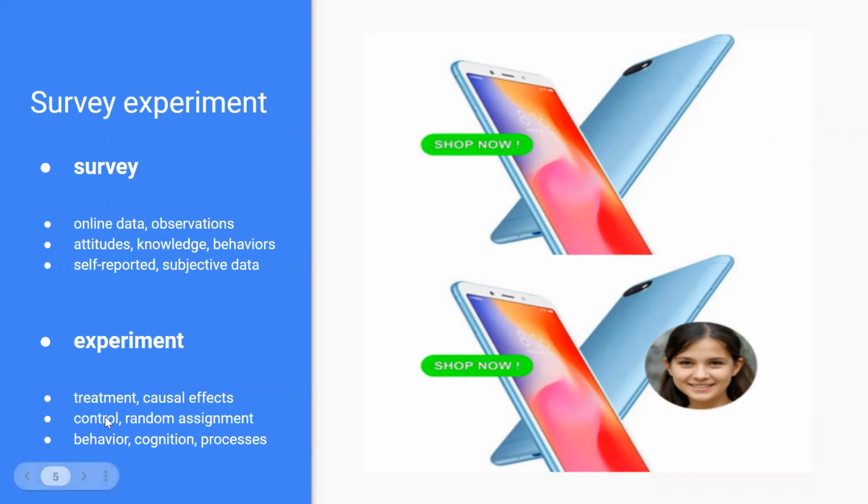And another important principle in experiments is that you can have this random assignment. So you basically show some stimulus, maybe a banner advert, to two groups of people, and then you try to measure what kind of difference you have in the responses between these two groups.